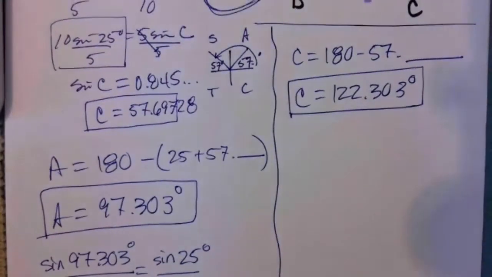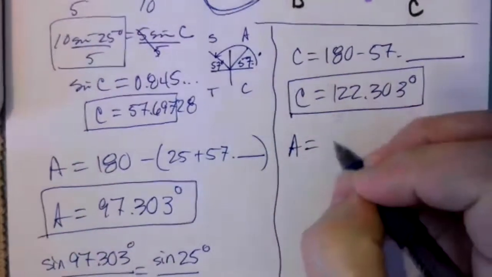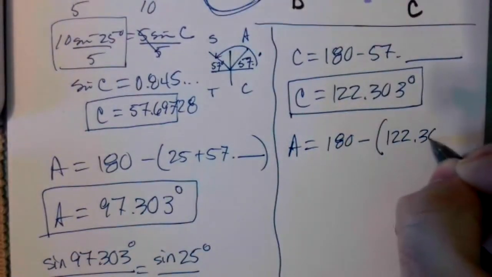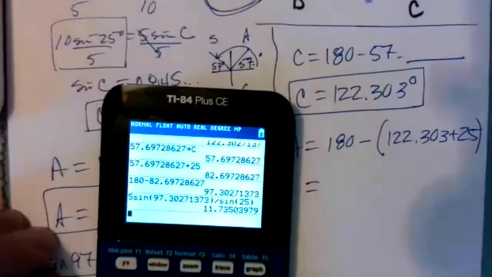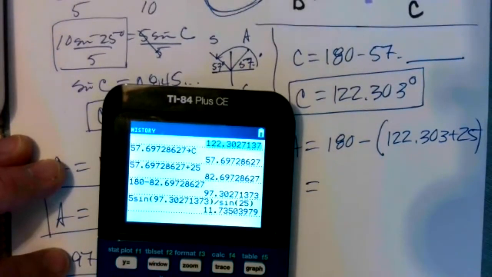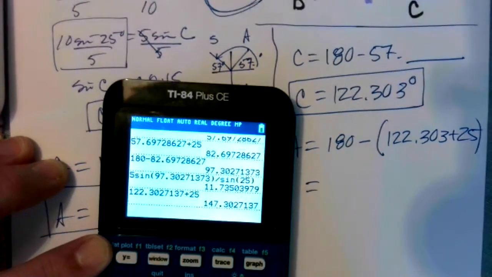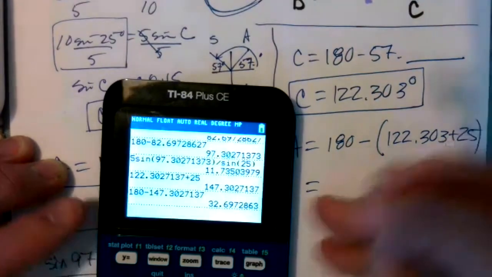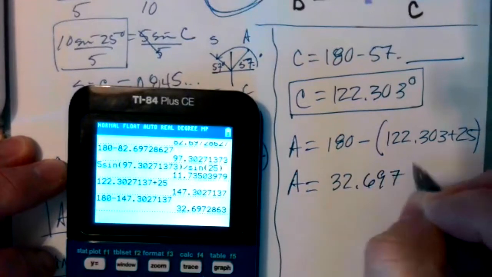Okay, so the rest of this is just like what we just did. I need an angle A, and so I'm going to do 180 minus the 122 point whatever plus the 25. Okay, so I'm going to go hunting. I'm going to go up the chain here. Okay, so there's my 122. I'm going to hit enter. Plus the 25. I'll do 180 minus that number. Okay, and this is my new angle A, 32.697 degrees.